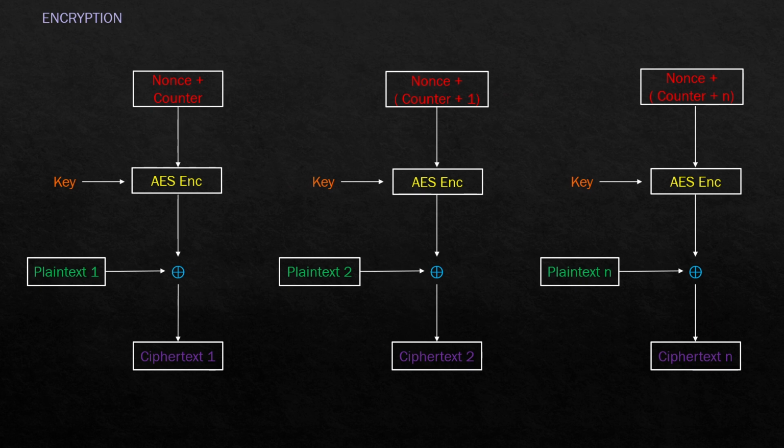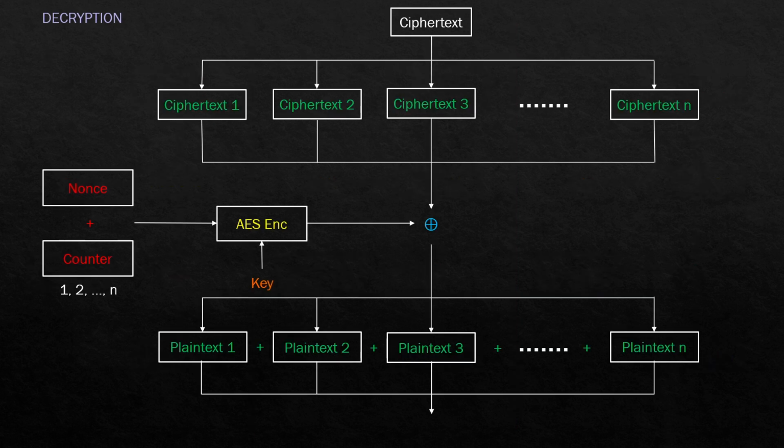The previous processes continue until the last plaintext block is encrypted. One thing special about counter mode is that all the iterations are independent, not relying on the feedback or output from the previous iteration. That's why the encryption process can be run in parallel. Here comes the decryption process. It is almost the same as the encryption process.